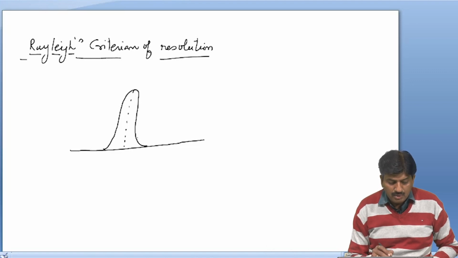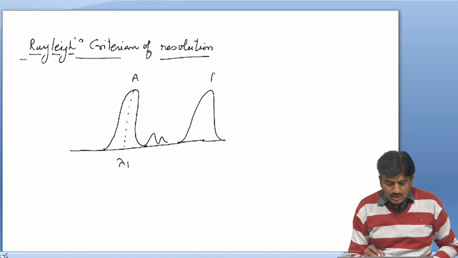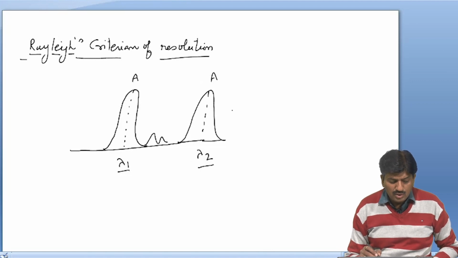Suppose this is a principal maxima A for wavelength lambda 1 and this is the principal maxima for wavelength lambda 2. In this figure, A and B are principal maxima of the diffraction pattern of two spectral lines lambda 1 and lambda 2. In this case, the angle of diffraction corresponding to the principal maxima of the image B is greater than the angle of diffraction corresponding to the first minima on the right of A. Hence, the two spectral lines will appear as resolved.